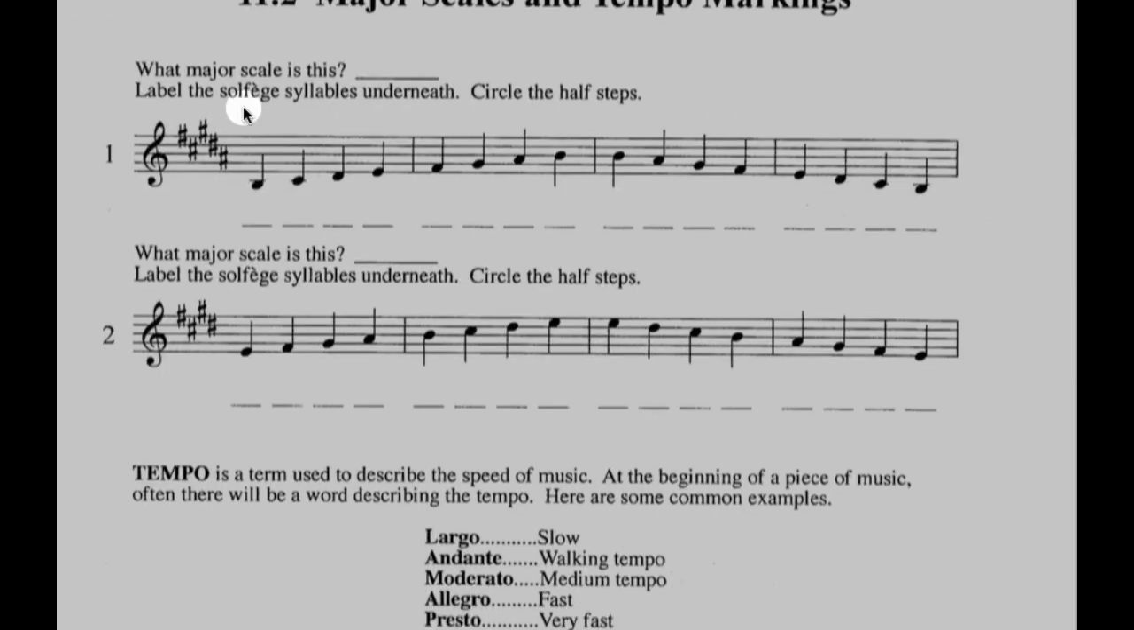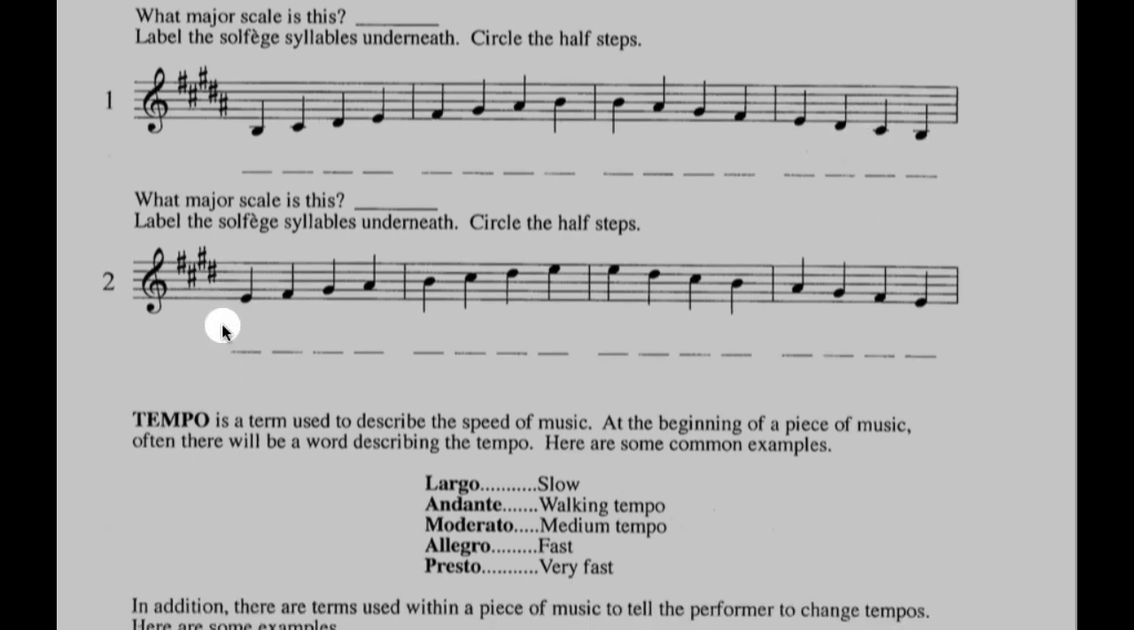So major scales and tempo markings. What major scale is this? To find out the answer, go a half step above the last sharp, and a half step above A sharp is B. So this is B major. And that trick works for all the sharp keys. Label the solfege. Do, re, mi, fa, sol, la, ti, do. Do, ti, la, sol, fa, mi, re, do. Circle the half steps between mi and fa. Do, re, mi, fa, and ti and do. Ti and do, do, re, mi, fa, and mi and fa right there.